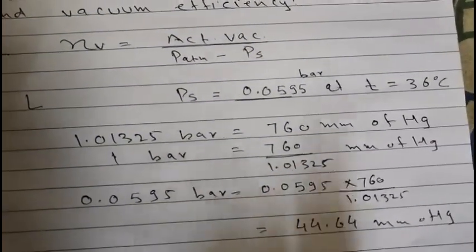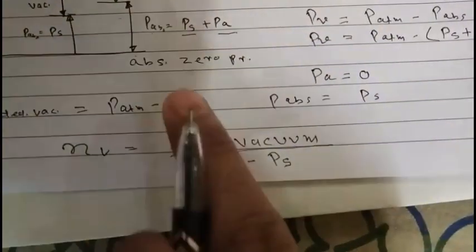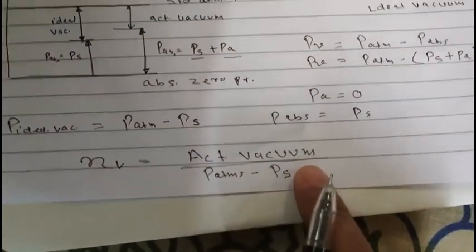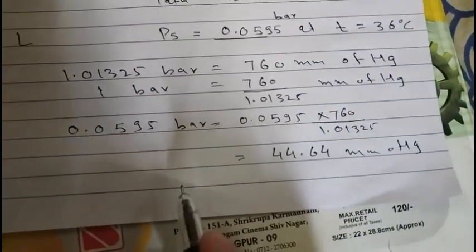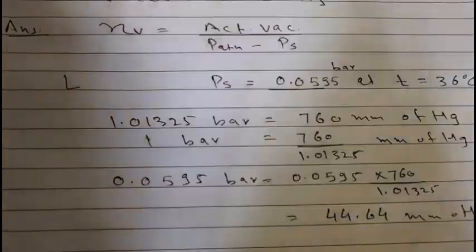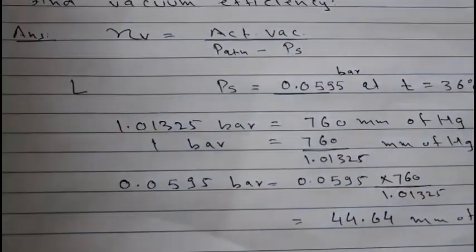Why are we converting to mm of Hg? Because in the numerical, the actual vacuum and the atmospheric pressure minus partial pressure of the steam are in mm of Hg. You can also do this in bar, but you have to convert both values to bar, because the actual vacuum is given in mm of Hg. So we have to convert the partial pressure of the steam into mm of Hg.